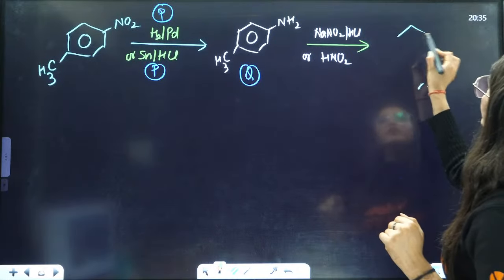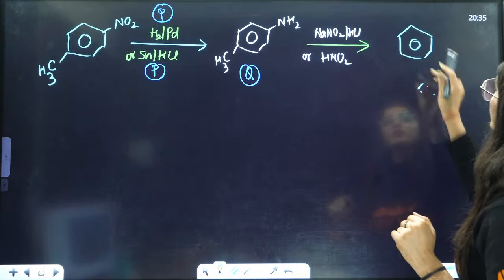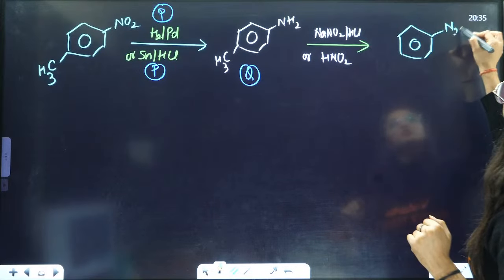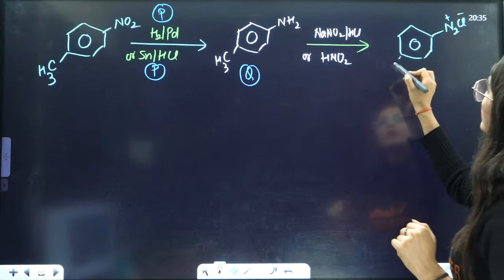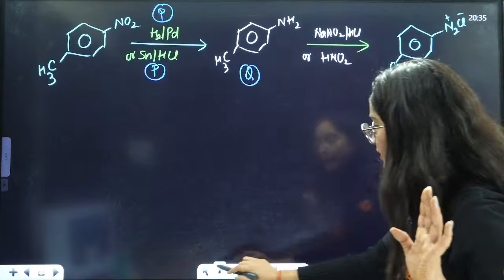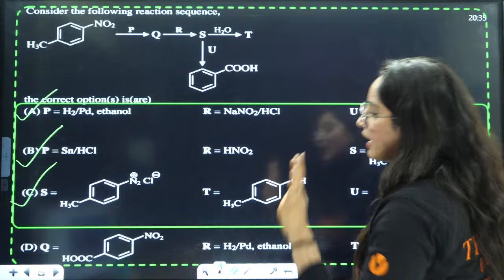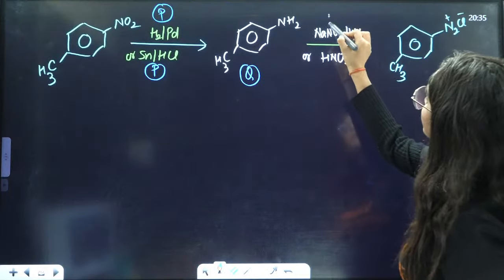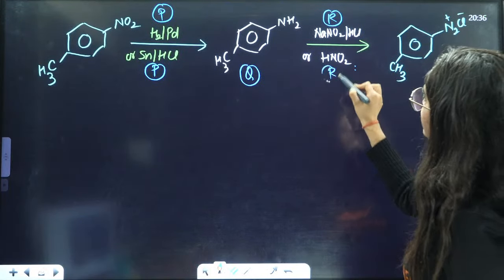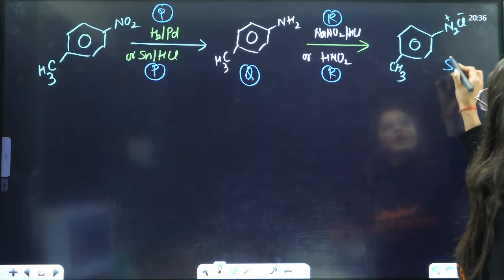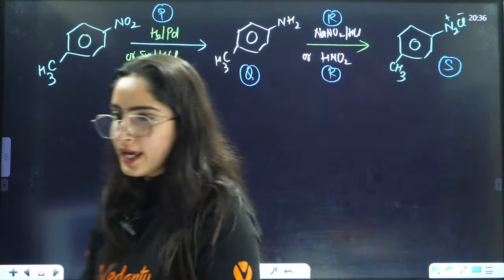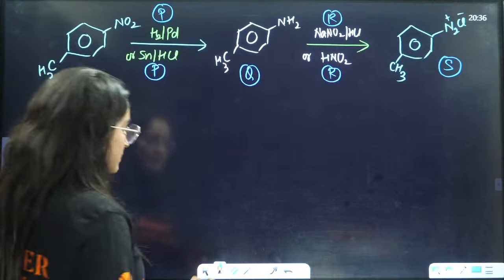It will give you, this is N2Cl, that means a diazonium salt will be formed here, right? And now this is your R. R can be this or R can be this. It is going to give you this S. Okay, I am writing the whole chart here.